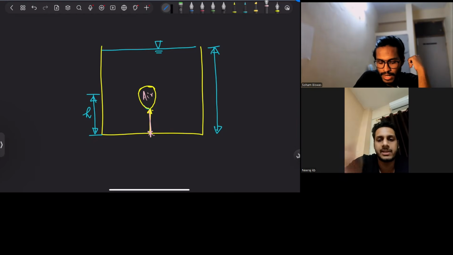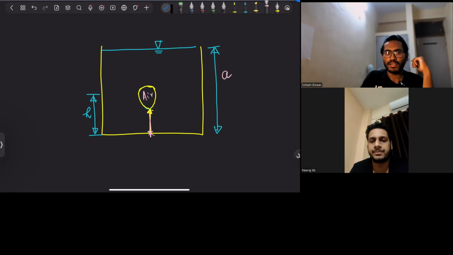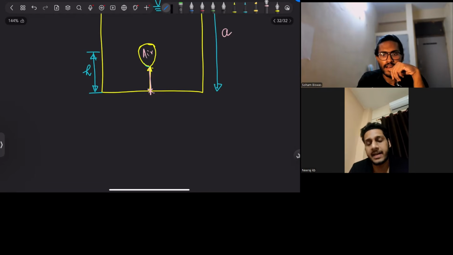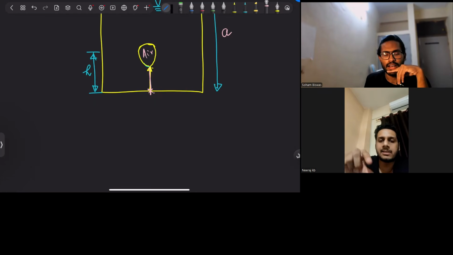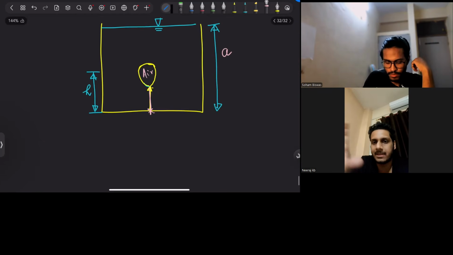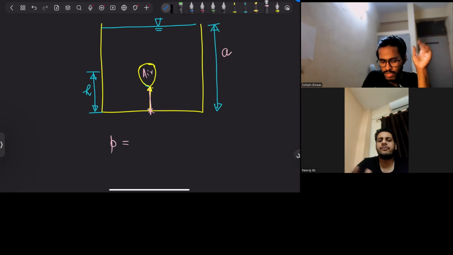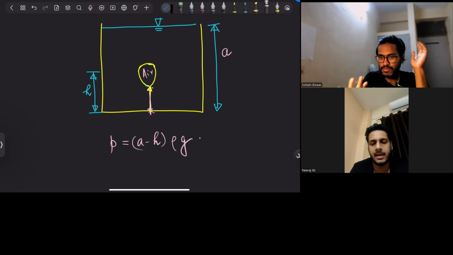Let me write the height at this point as small a. Now you tell me, what will the pressure be? It will be greater than a minus h rho g. Greater, because this can be considered as a soap bubble concept actually. So if we almost neglect the tension of the balloon, we can consider the pressure as almost that.